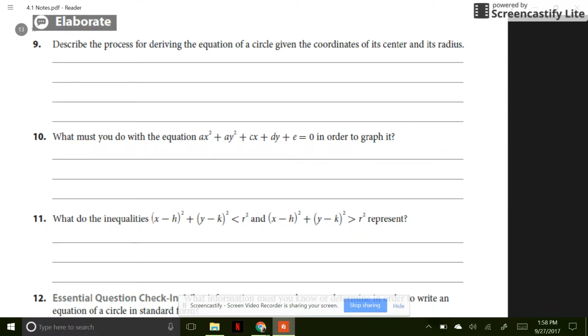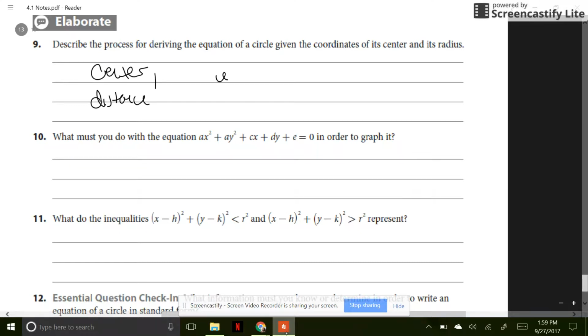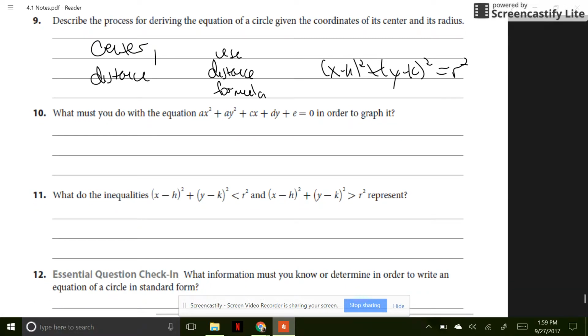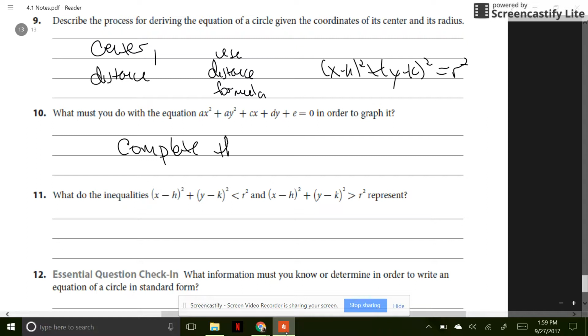The process of deriving the equation of a circle given its center and its radius comes from knowing the center and the distance, which is the radius, to use the distance formula and create our equation, (x - h)² + (y - k)² = r². So what must we do with our equation in order to graph it? We have to complete the square twice.